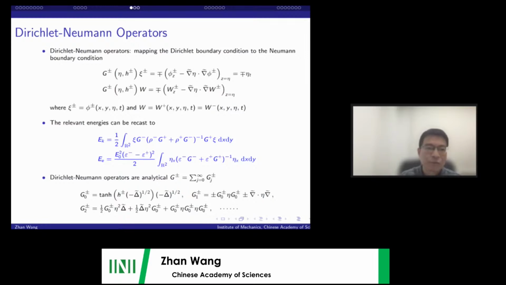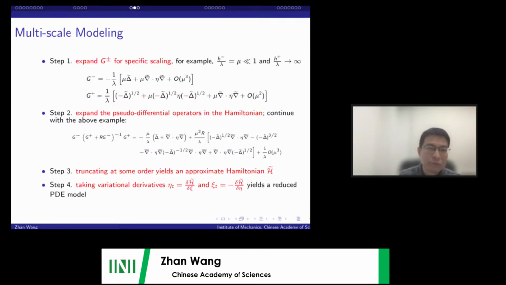energy and the electric potential energy, can be rewritten using interface variables with pseudo-differential operators, or the blue ones. And we can now propose a systematic routine in the Hamiltonian framework to derive asymptotic reduced models based on the Dirichlet-Neumann operators. The routine steps are as follows. Step 1, expand the Dirichlet-Neumann operators with specific spatial scales. For example, if we assume the lower layer is shallow and the upper layer is deep in comparison with the typical wavelengths, then we can introduce small parameters and expand the Dirichlet-Neumann operators about small parameters in respective layers.